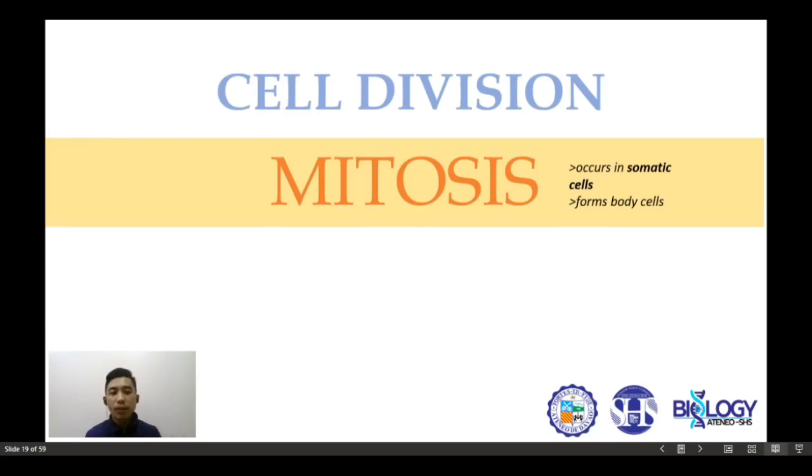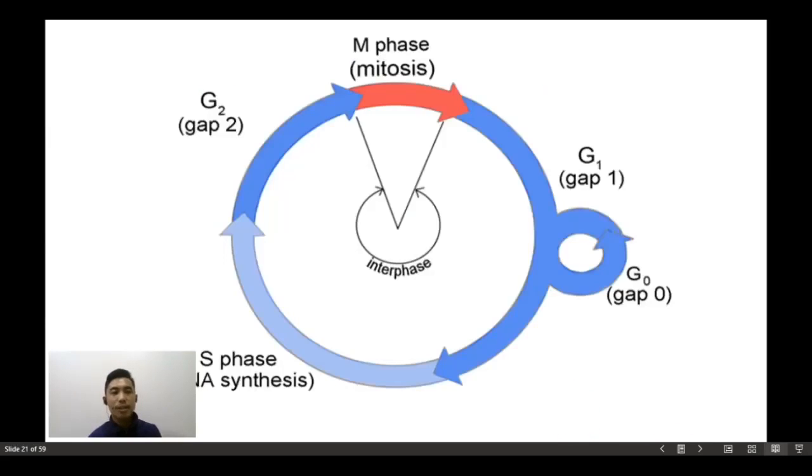Now, again, in order for a cell to divide, it must first undergo interphase or the preparatory phase. Again, that covers 95% of the cycle. You can see on the screen that the blue portion there is the interphase. So it starts from there, and then eventually, if the cell is ready to divide, it is going to divide mitotically. That is the red portion.